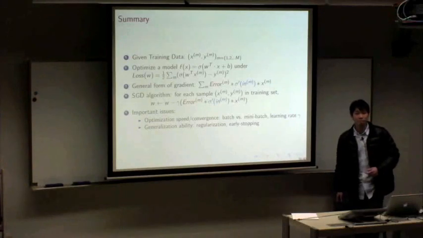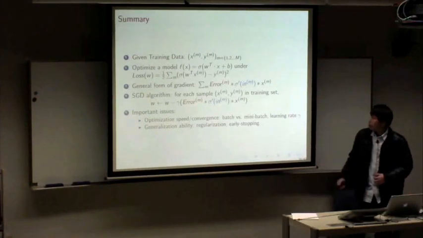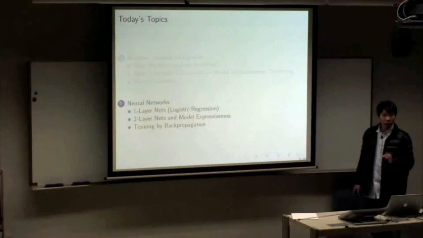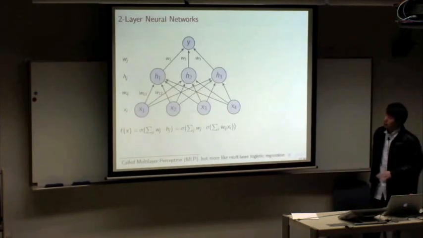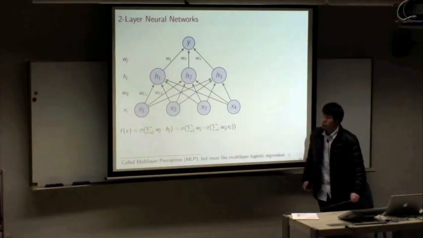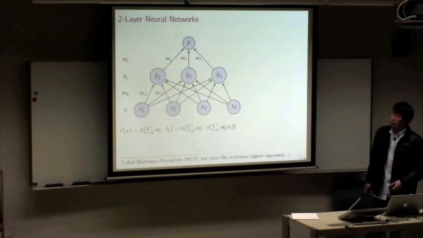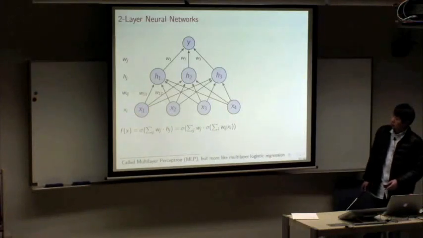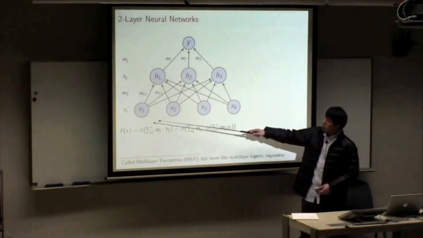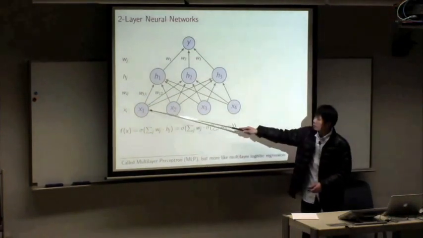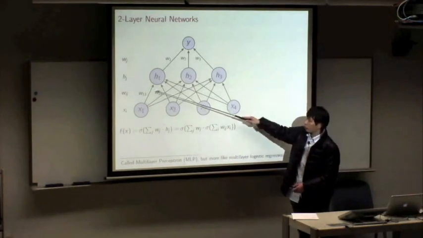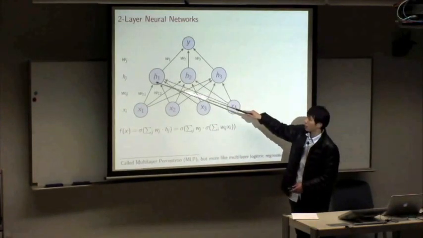Okay, should we get started? Okay, so for the next part, we're going to talk about neural networks, in particular two-layer nets, okay? All right, so the two-layer network is actually a simple extension of the logistic regression you've seen before. So you can view logistic regression as this part. You have some input x, and you multiply it with some weights, and you give some output h.